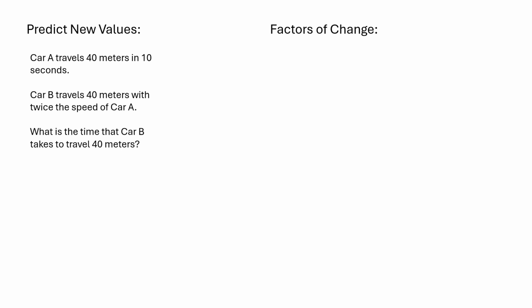Predict new values might look like something like this. Suppose you have car A that travels 40 meters in 10 seconds, and then car B travels the same 40 meters, but it goes twice the speed of car A. So the question is, what is the time that car B takes to travel 40 meters? That's predicting a new value. We change something, how do we get the new value?